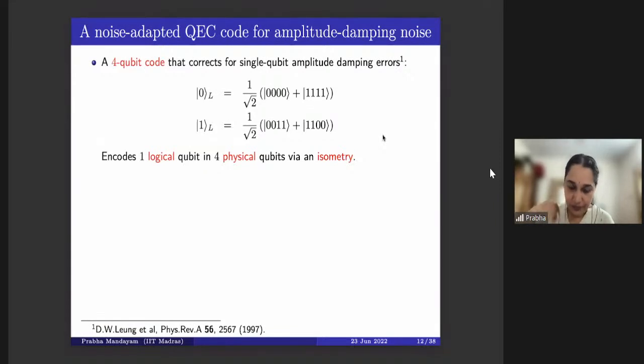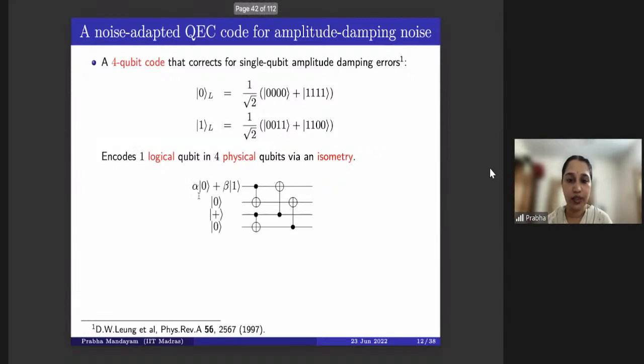error. So here you see, it is not as simple as the 3-qubit repetition code. I instead have 4 qubits. This is my 0 logical. This is the 1 logical. Of course, these are also nice entangled states, right? So this is encoding 1 qubit in 4 physical qubits. Of course, there is a unitary way of doing it. I call it an isometry because in a technical sense, I'm going from 1 qubit space to 4 qubit space, right? But this is the encoding circuit.